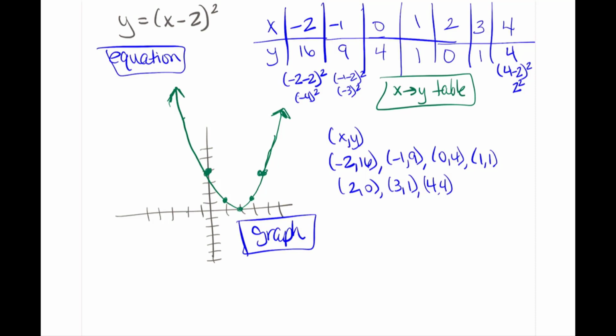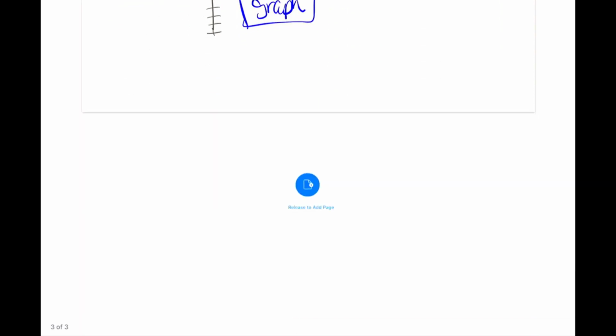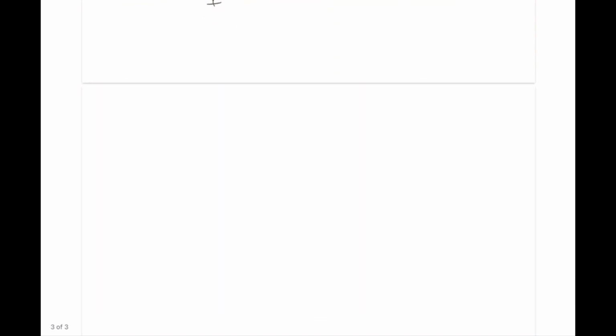So the three types of representations of a function: we can represent them as an equation, we can represent them as an XY table, and we can represent them as a graph. Right? So let's look at this equation just a little bit more for a second. So we had the equation y equals (x minus 2) squared.